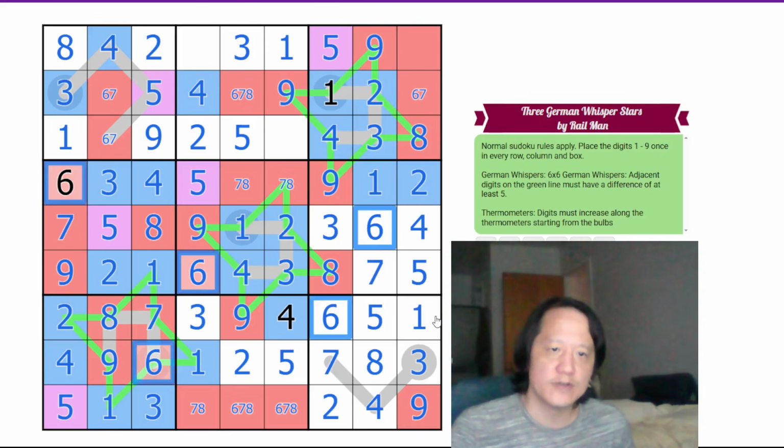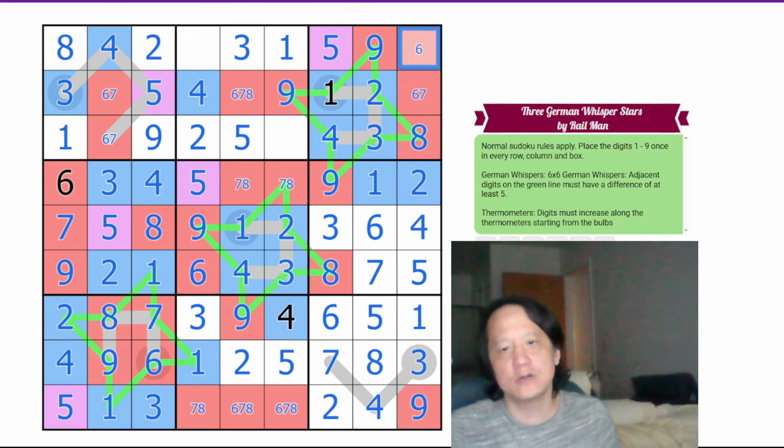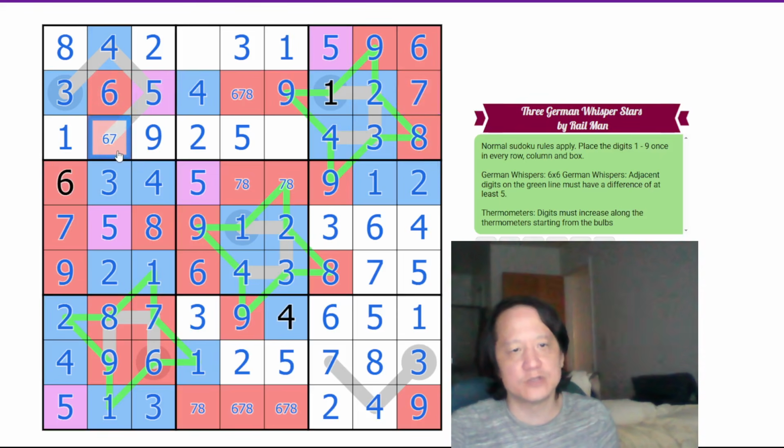6s, we don't have enough information, probably. No. Actually we do. Where is 6 in row 1? Cannot be here because of 6 in the column, so it has to be here. 6 eliminates 6 in the rest of the box, so that's 7. That eliminates 7 there, so it's 6 and 7. 6 and 7 both eliminate 6 and 7 there.